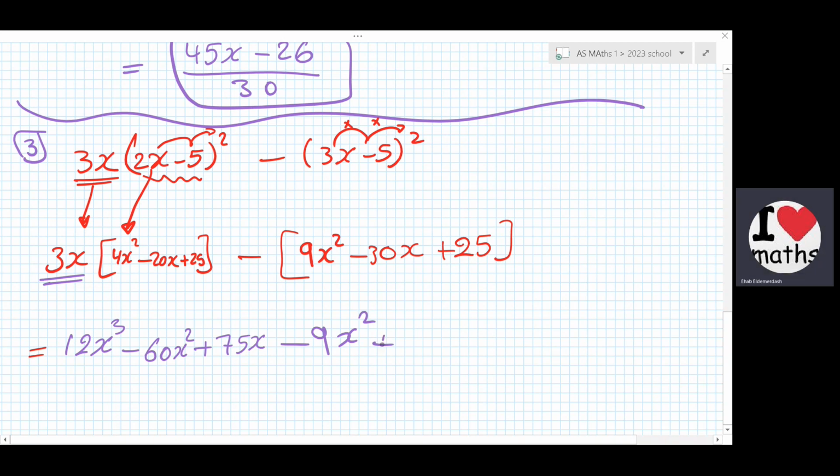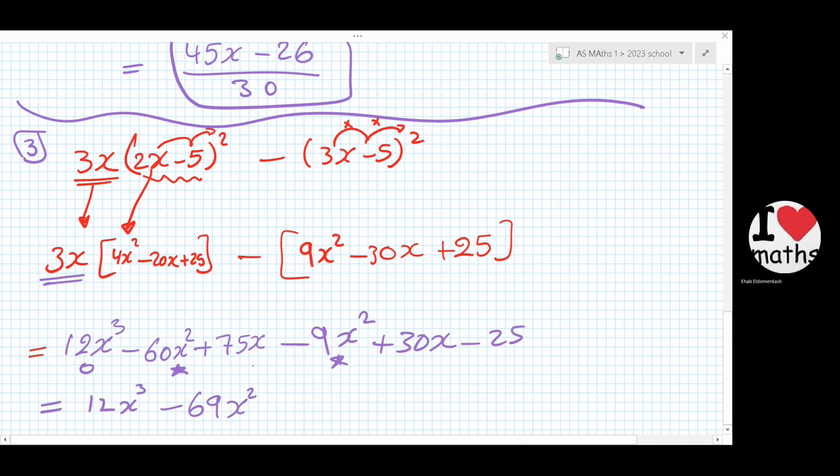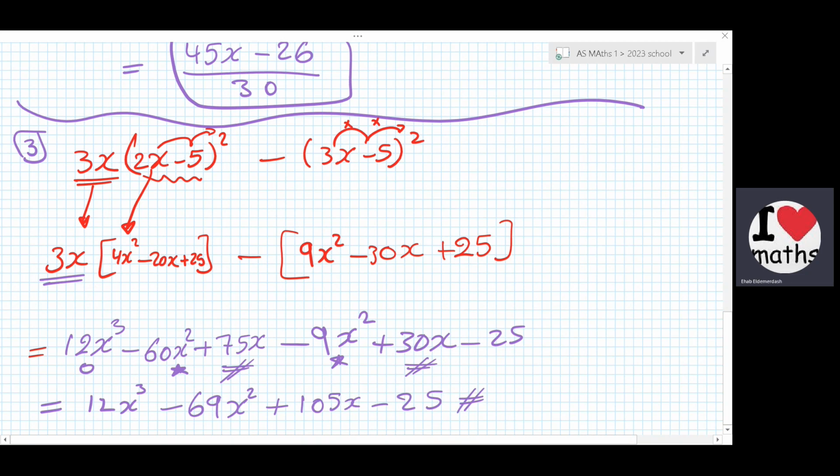What comes after that? Plus 30x, and from the last one minus 25. Let's go for the simplify. I have 12x power 3, minus 60x squared and minus 9x squared, which gives minus 69x squared. Then I have positive 75x with positive 30x, which gives positive 105x. Then I have the last one which is the negative 25. This is the expression.